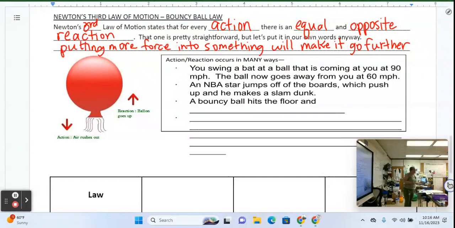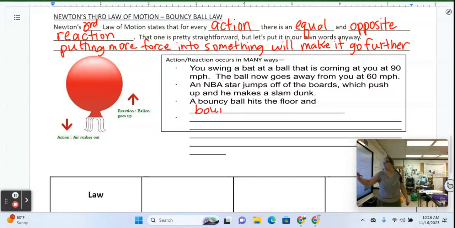Do we want our floor made out of concrete? What happens to all the energy then? Yeah, it gets sucked in. The concrete absorbs the energy rather than giving it back. All right, so a bouncy ball hits the floor and bounces back up. Now, because of gravity, it doesn't bounce as far as where I'm going to drop it from here, it's not going to make it back up because of gravity, but it does bounce back up.